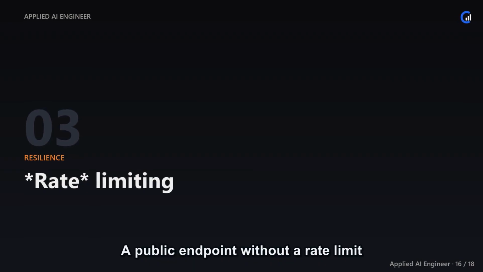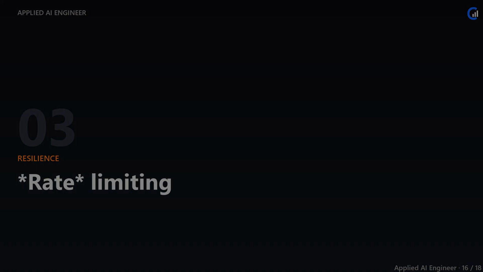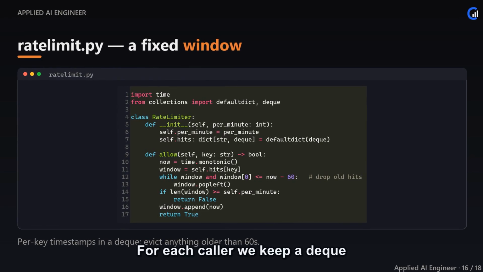A public endpoint without a rate limit is a liability. One buggy client or one bad actor can hammer your model and run up an enormous bill in minutes. Let's add a small, honest limiter. This is a sliding window limiter per client key. For each caller, we keep a deque of recent request timestamps. On every call, we evict anything older than 60 seconds, then check. If the caller already has too many hits in the window, we deny, otherwise we record this hit and allow it. It's a dozen lines and perfectly adequate for one process.